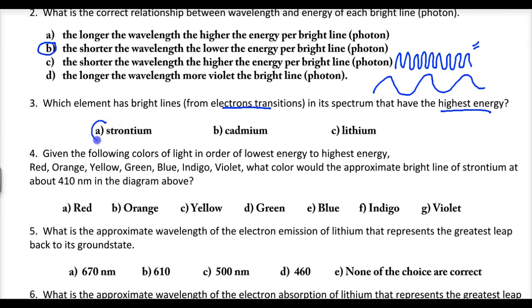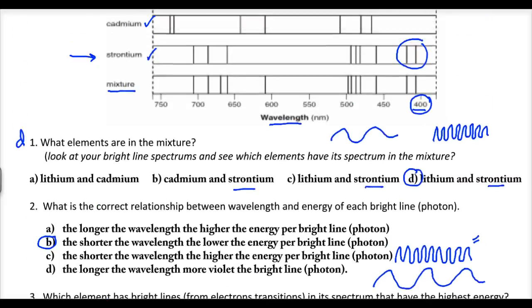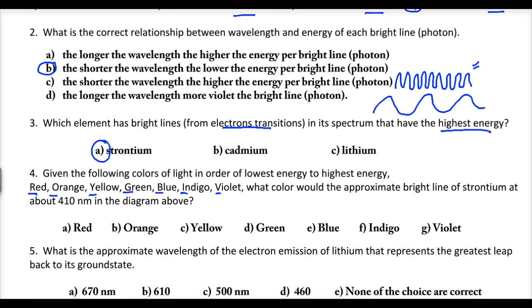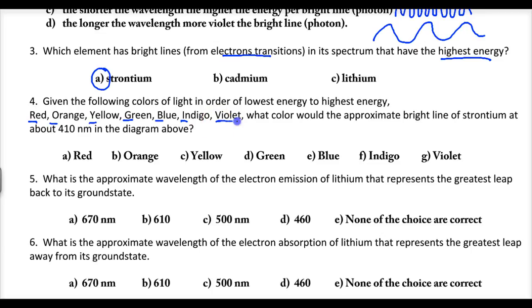Given the following colors of light in order from lowest to highest energy, Roy G. Biv, red, orange, yellow, green, I'm just spelling out the mnemonic for these colors. What color would the approximate light for strontium at 410 be? Well, 410 is a pretty small wavelength compared to the other ones that are bigger. So I'm guessing this one would have the highest energy. And we learned the highest energy, Roy G. Biv, would be violet. So you can guess violet. Reds have the longest wavelength, and as you go from reds to the other ones, the wavelengths get smaller.